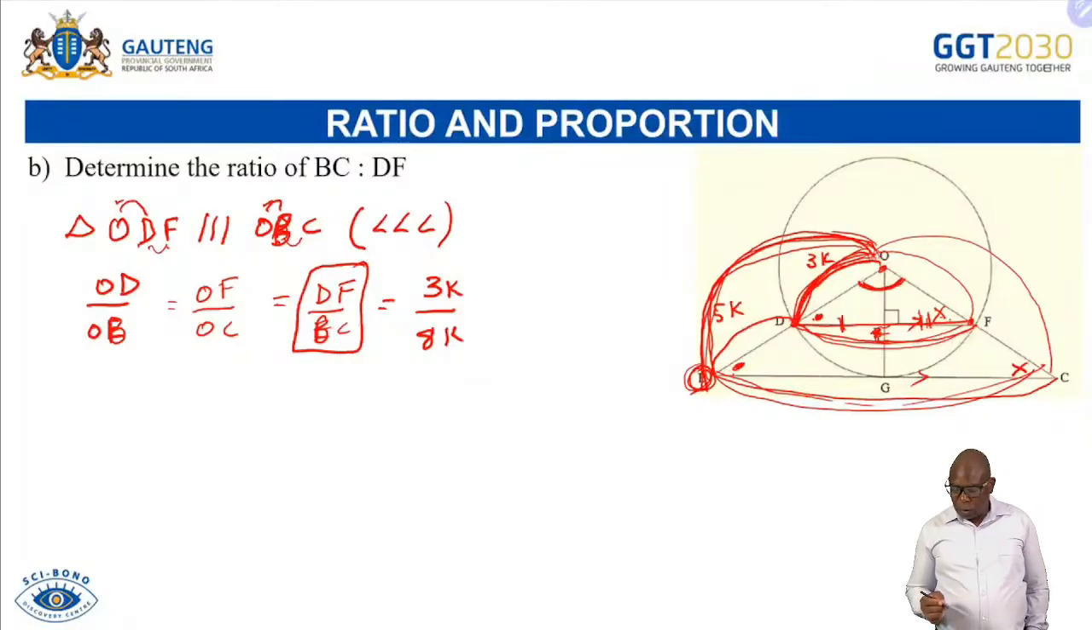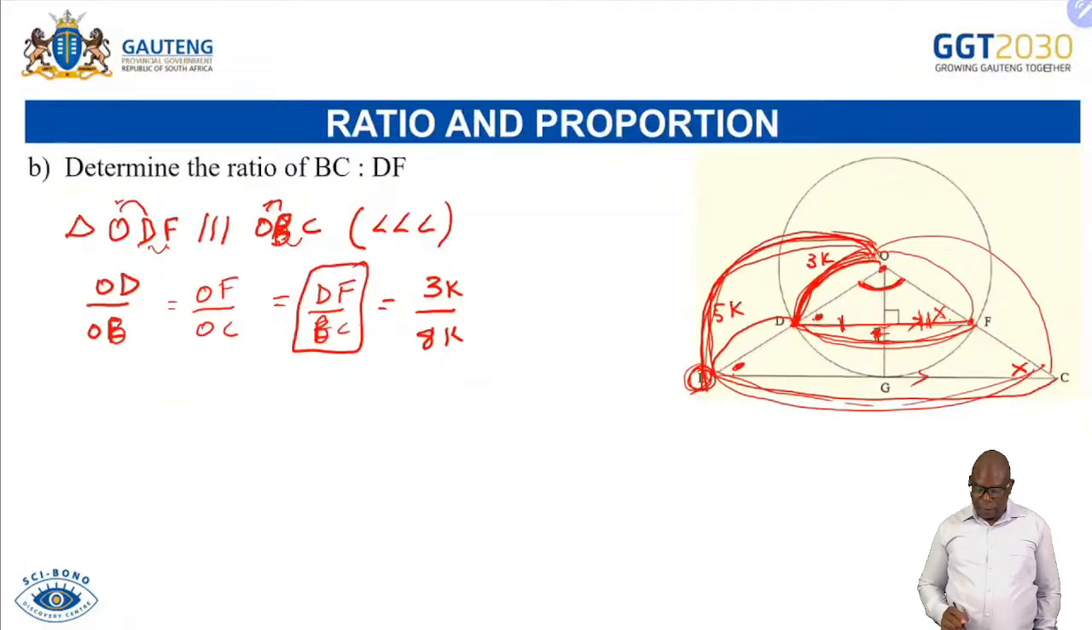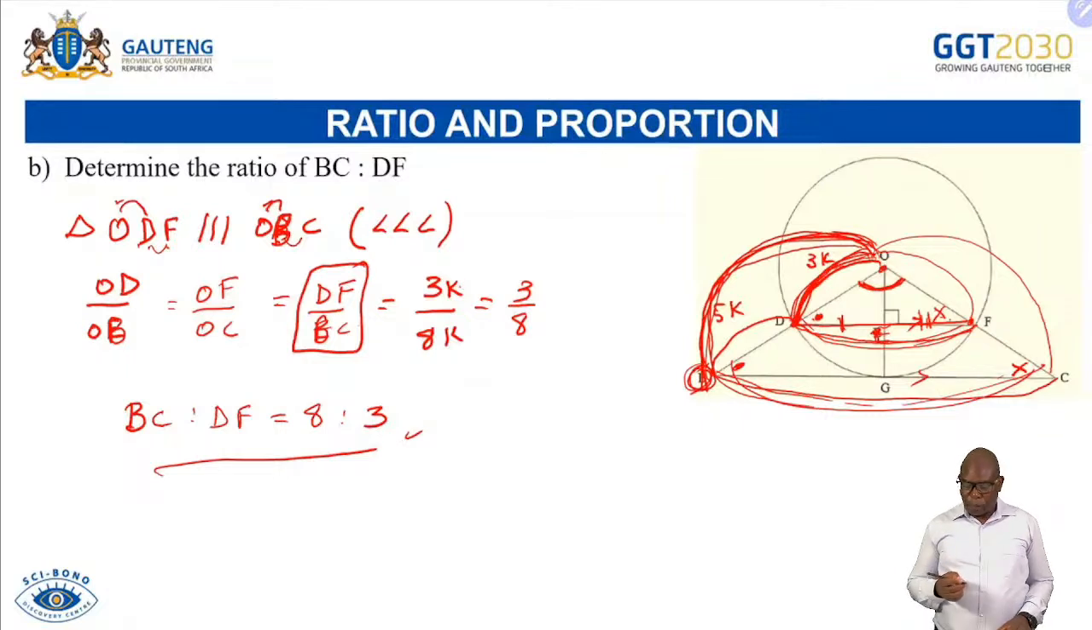If I can just quickly go back and check that question, right? So that's 3 and 5, yes. So it's 3 and 5. If I take that part over that, it will be the same as this one over that. So that one is 3K over 8K, and the answer there will be 3 over 8. So I can write it properly: BC is to DF. My BC is 8, and my DF will be 3. So that ratio will be 8:5. Okay.